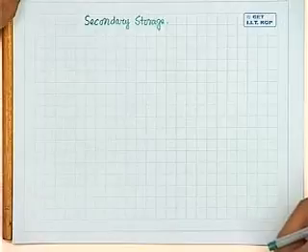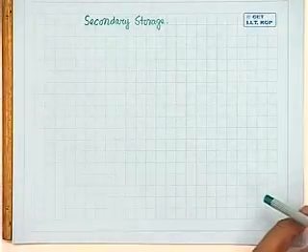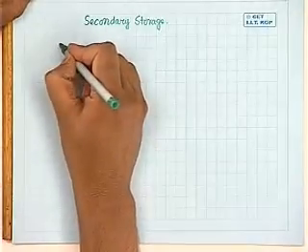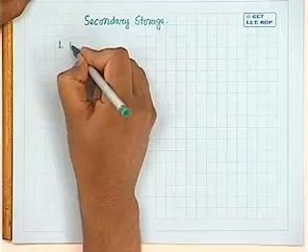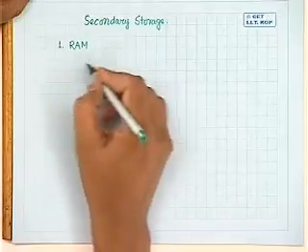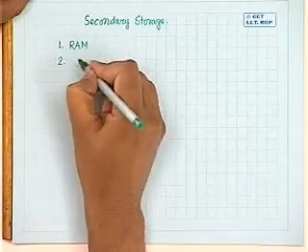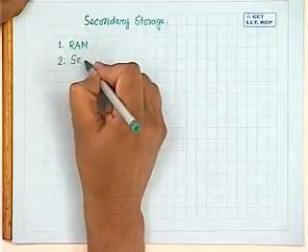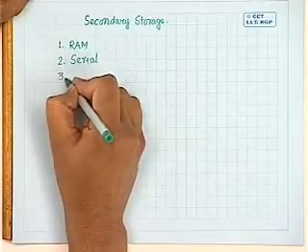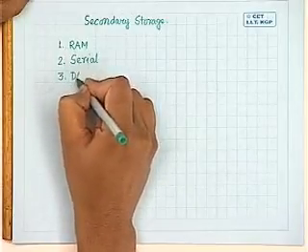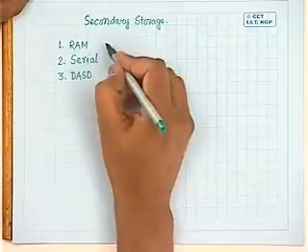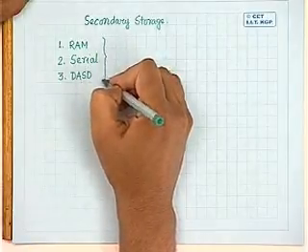Now, when we talk about these memory devices or storage devices, the devices are categorized into three different categories. The first category is called random access storage device or random access memory, which is called RAM. The second kind of storage devices are serial storage devices. And the third category of storage device is what is called direct access storage device or DASD.